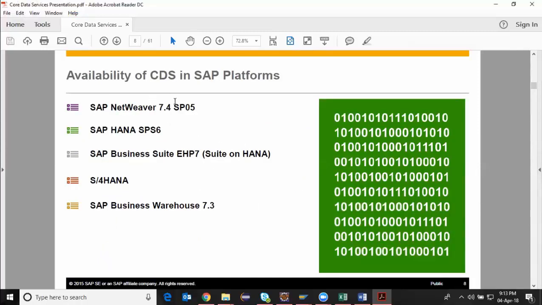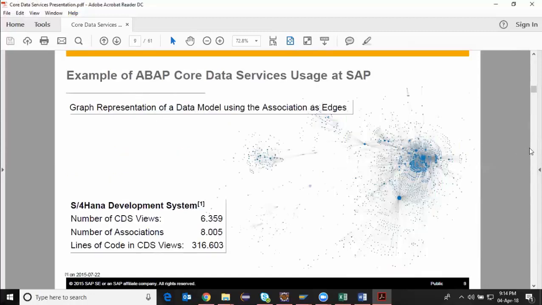Yeah, it is available in 7.4, NetWeaver. I'm saying NetWeaver, right? You know it about NetWeaver. So the S4 HANA development system has given 6,359 views as part of the 1504 release. So it was very old. In 1702, there are more than them.